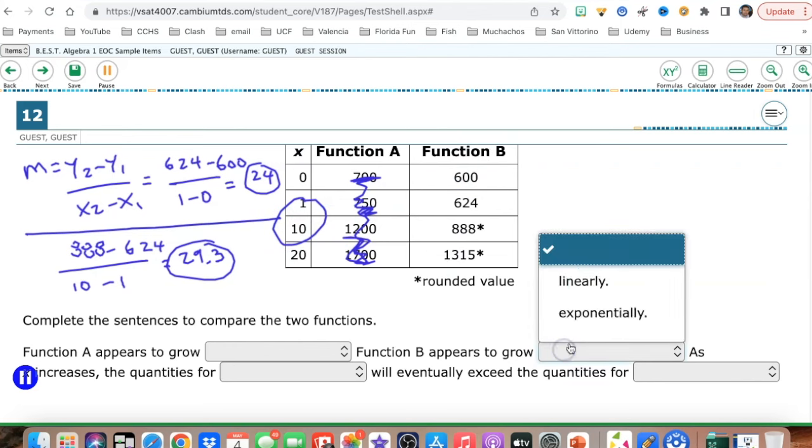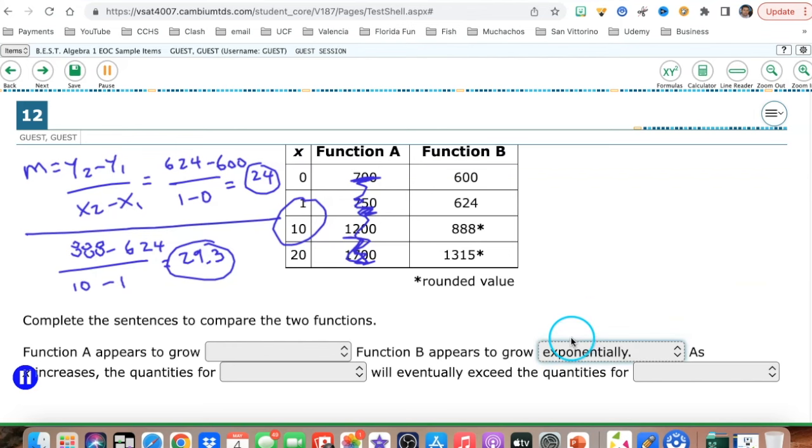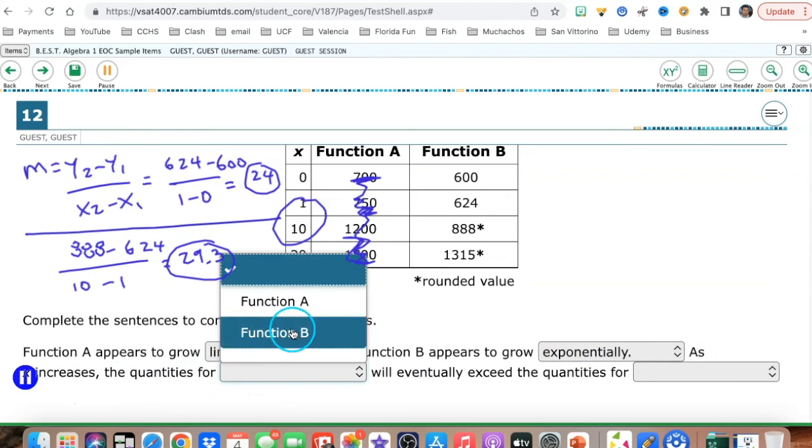The decision is simple. If it's not linear, it's exponential, right? I could go into explaining the exponential, but right now there's no need for that because it's really confusing. So, because this is not linear, it has to be exponential. And function A, we knew that it was linear. Now, as x increases, the quantities for function A or B will eventually exceed. Exceed means greater. So which one will be greater than the other one as x increases?